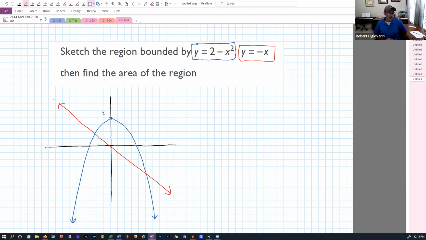We are supposed to now find the area of the region that is bounded by those two. So you need to realize that we are talking about this region here. What is that area, right? Now, I think it would be worth it for me to label these things. This blue one, I'm going to call it f of x because it's on top, is going to be 2 minus x squared. And then the red one, I'm going to call that one g of x because it's on the bottom, is the negative x.